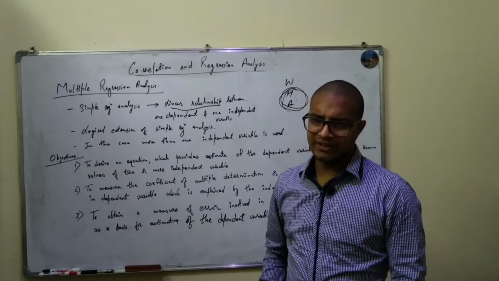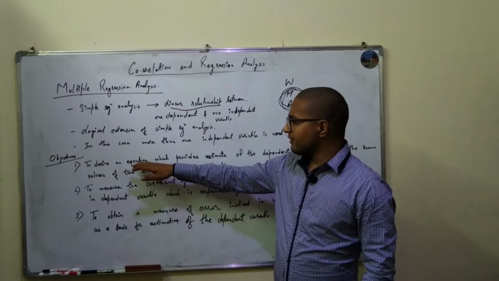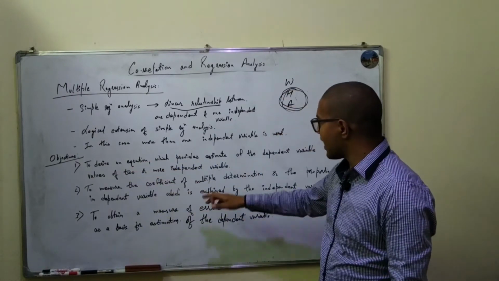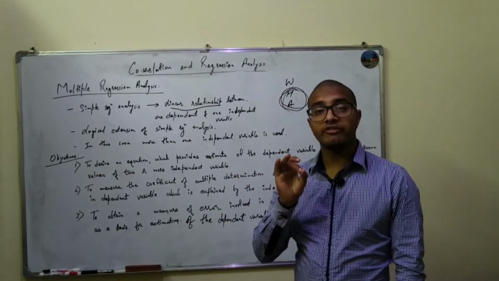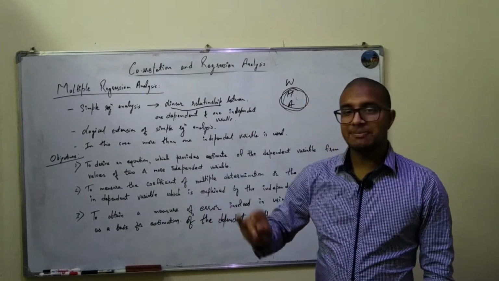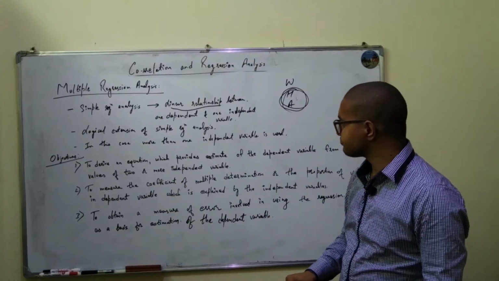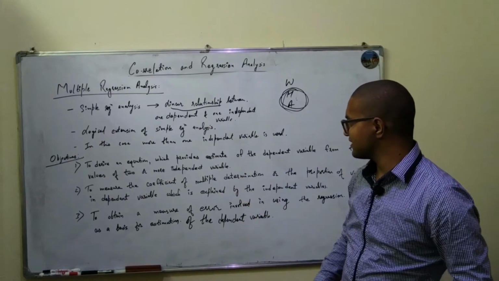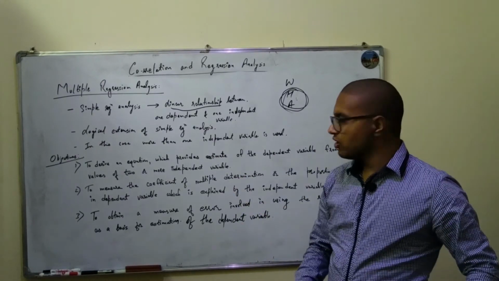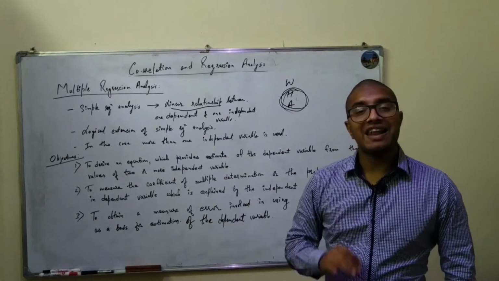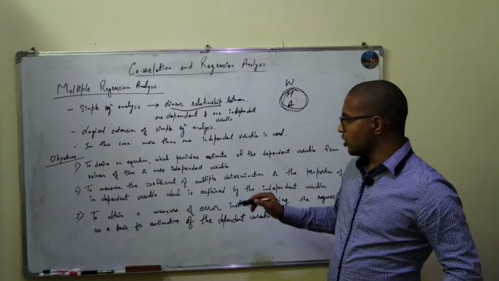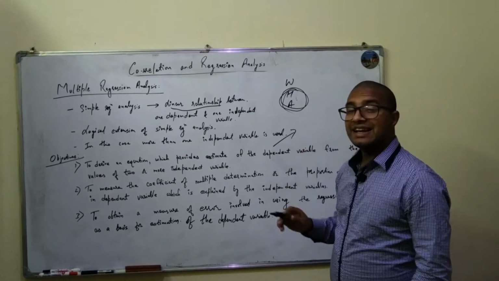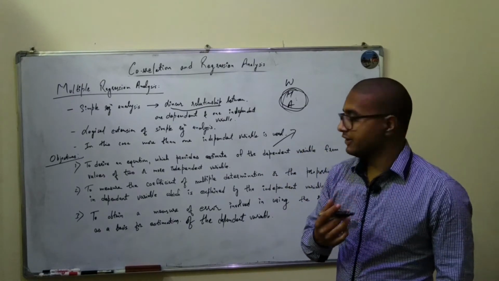What is the objective? It is to derive an equation which provides an estimate of the dependent variable from the known values of two or more independent variables. Okay, so it provides us the estimate of the dependent variable from the known values of two or more independent variables. This is basically obtained from the least square method.